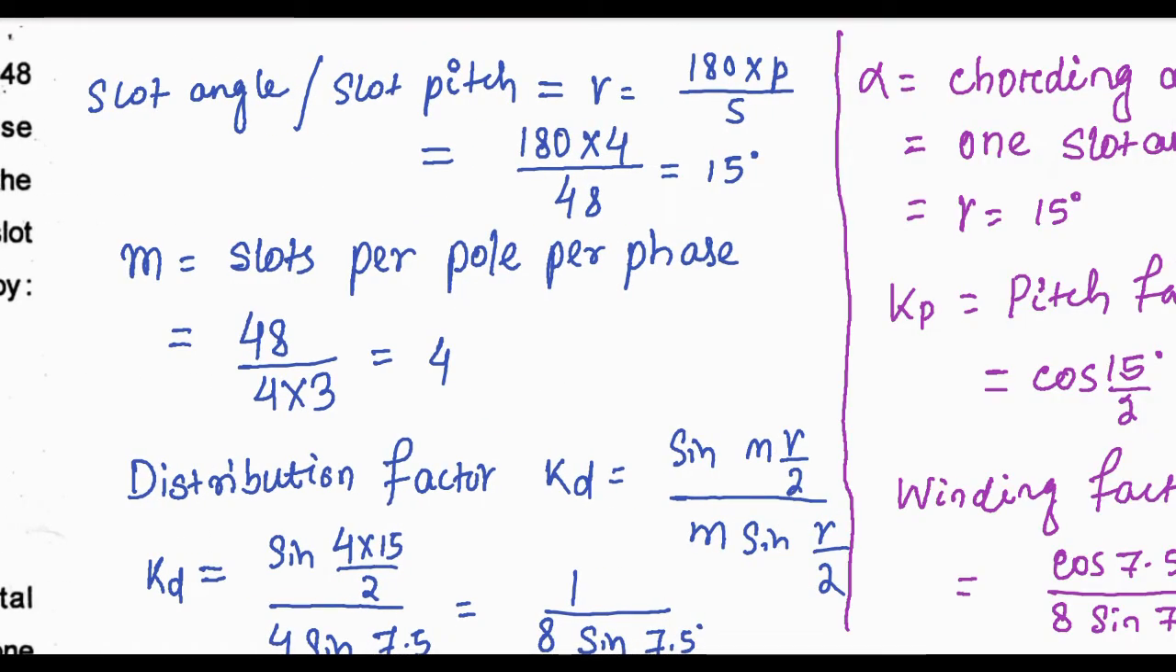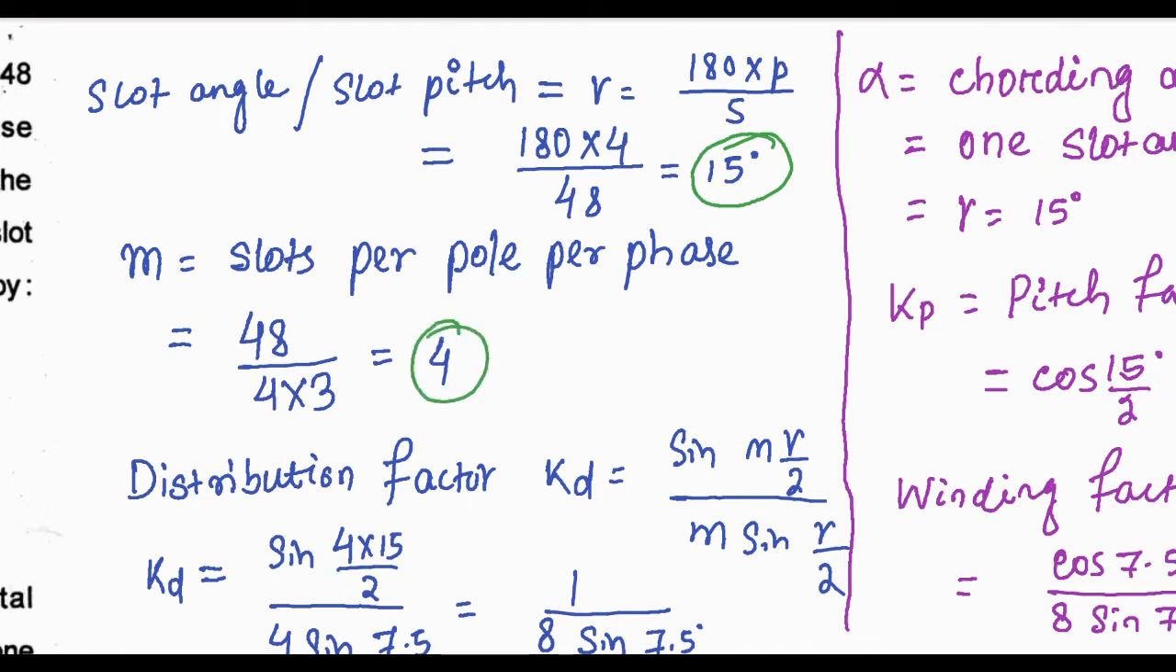This is gamma, and this is given by 180 into number of poles by number of slots. So here given that number of poles is equal to 4. So this will be 180 into 4 by 48, where 48 is the number of slots. So this is equal to 15. So slot angle is equal to 15 degrees. And what is M? M is equal to slots per pole per phase. That means the number of slots is 48, per pole means by 4, per phase, and it is a 3-phase device. So M will be 4.